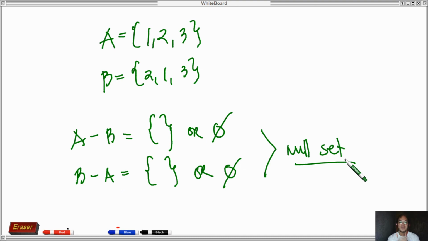So always follow the cookie concept. What's written first is the cookie. What's written next is the eater. And then you are going to refer to the cookie. What is left is your difference of the set. Okay, I hope that's very clear. I hope you understood the example.